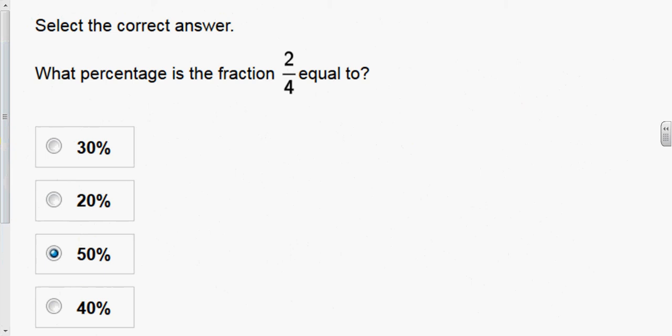What percentage is the fraction 2 over 4 equal to? So 2 over 4 represents what percent? Now 2 over 4 is the same thing as just 1/2. If it's a fraction and you want to convert that to a percent, again, just multiply by 100% all over 1. So this is 100 divided by 2. That's 50%.